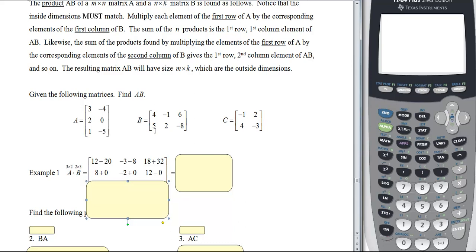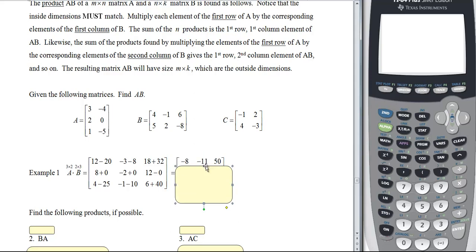Third row, first column gives me the third row, first column element. I should have a 4 minus 25. 1 times negative 1 is negative 1. Negative 5 times 2 is negative 10. 1 times 6 is 6. Negative 5 times negative 8 is positive 40. So you do the multiplication first, then you turn right around and you add or subtract these values. So first row, let's see, I should have negative 8, negative 11, and 50.